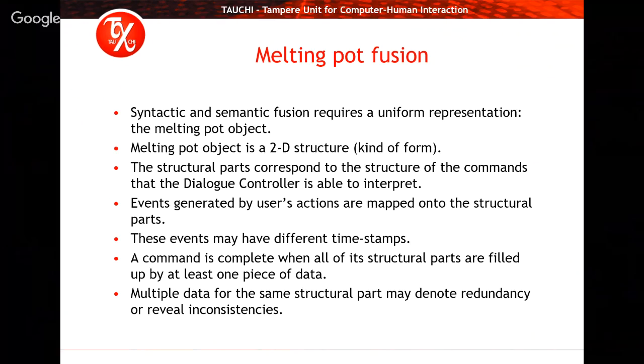And then, of course, if we get information into the same slot of the melting pot structure from different modalities, then that can tell that, okay, the user has been indicating the same information twice, or it might really inform us that there is maybe something wrong. Maybe we have interpreted incorrectly some part of the input.